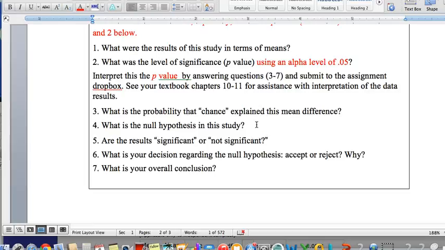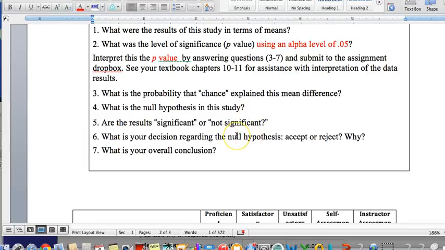What is the null hypothesis? Do you remember what null means? Null means there's no difference in the population. So in a null hypothesis, we would say there is no difference between class sample A and sample B in their test results. Are the results significant or not significant? They're significant, because it was less than 0.05. You don't measure how significant, but they are significant. So what is your decision regarding the null hypothesis? The null hypothesis says the two samples are the same, but we found a statistically significant difference, so we reject the null hypothesis because it was not the same.